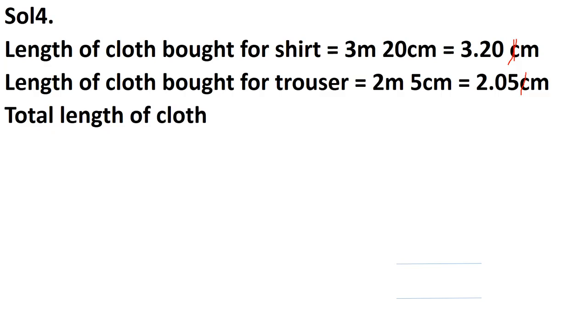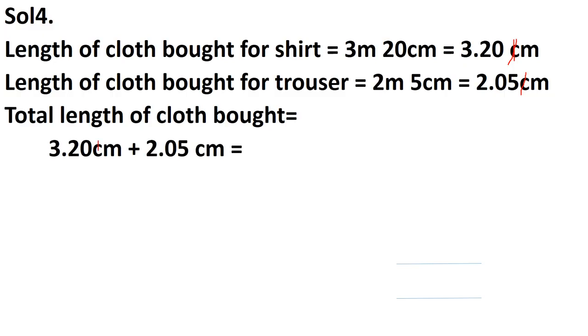Total length of cloth bought how much? 3 decimal 20 meter, 2 decimal 05 meter. So it is equal to 5 decimal 25 meter. Beta, everywhere here meter will come. Centimeter will not come. Okay. Bigger unit will come.